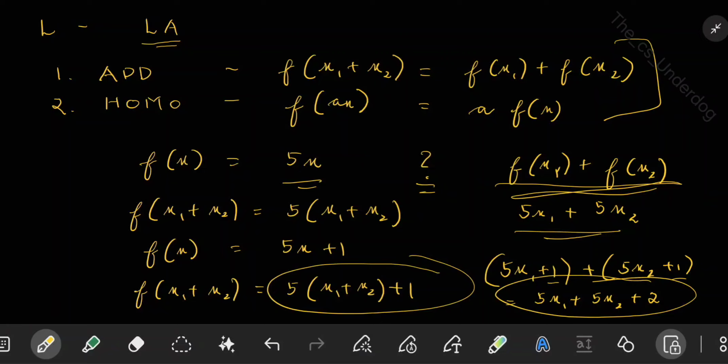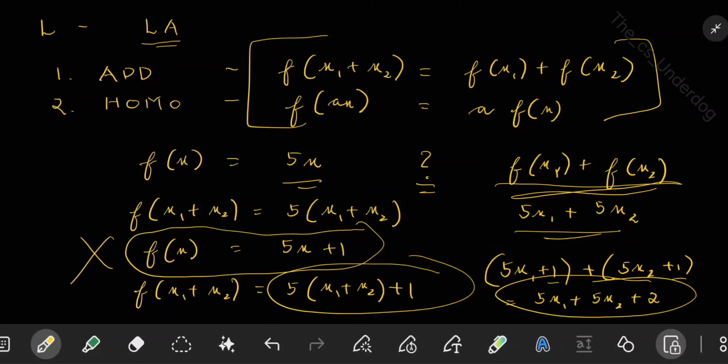So according to this rule, which says both additivity and homogeneity have to be satisfied for it to be linear, f of x equal to 5x plus 1 is not linear. But in machine learning, whenever we are considering these things, we are not going to go by this strict linear algebra definition. Instead, the affine functions are also coming under linear. So affine means a linear transformation along with a change in its position.